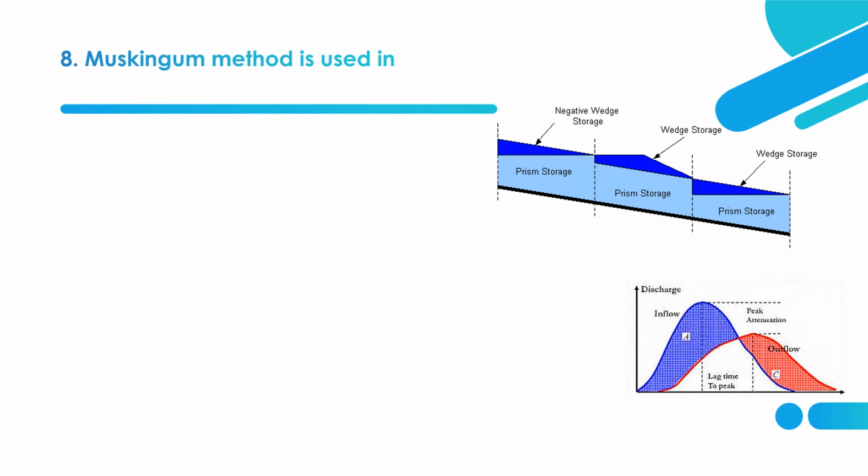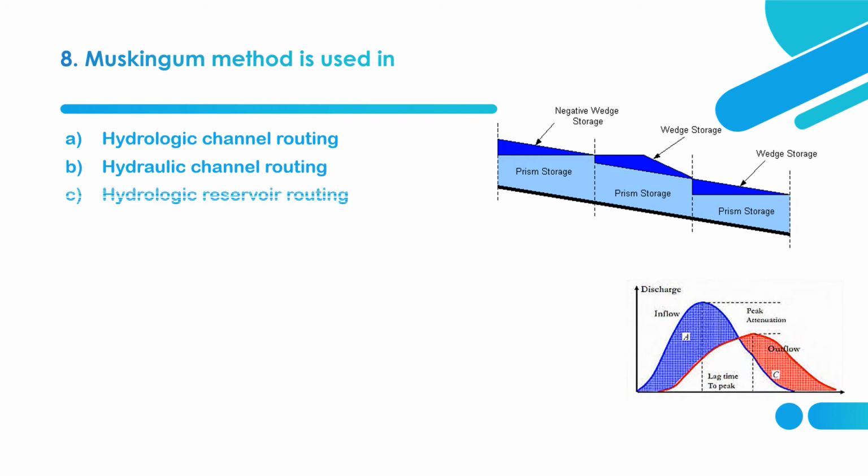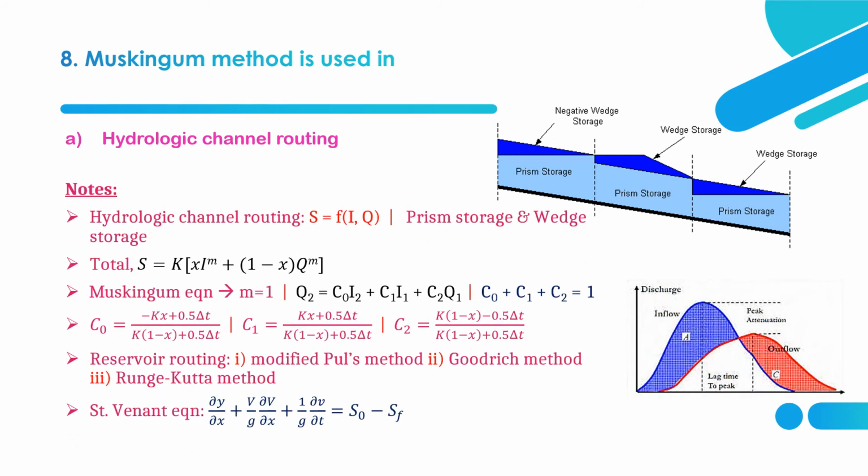Muskingum method is used in hydrologic channel routing, hydraulic channel routing, hydrologic reservoir routing, or hydraulic reservoir routing. So this question is based on flood routing. Here Muskingum method is asked. Muskingum method is used in what type of routing? This is used in hydrologic channel routing. Now let's see more about this.